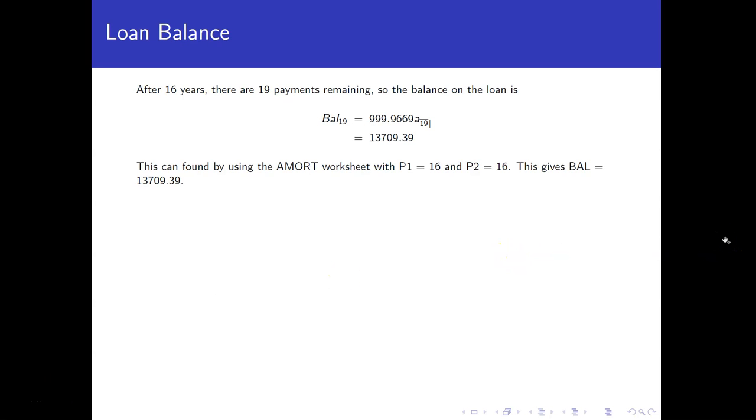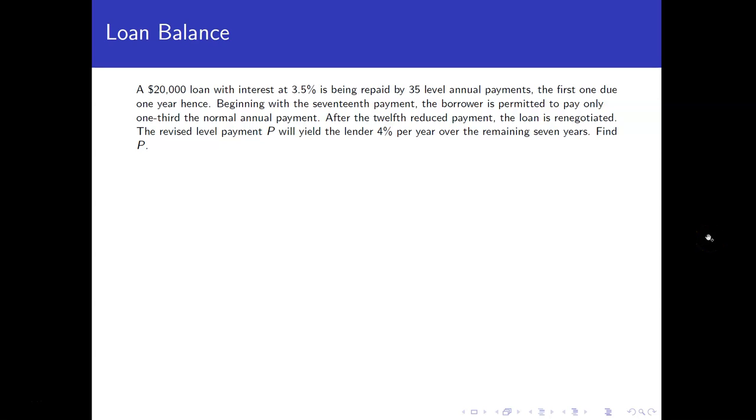So let's do a little bit of work with calculating loan balances. We've talked about retrospective and prospective methods for finding balances of loans, and we're going to use both of those methods to solve this particular problem.